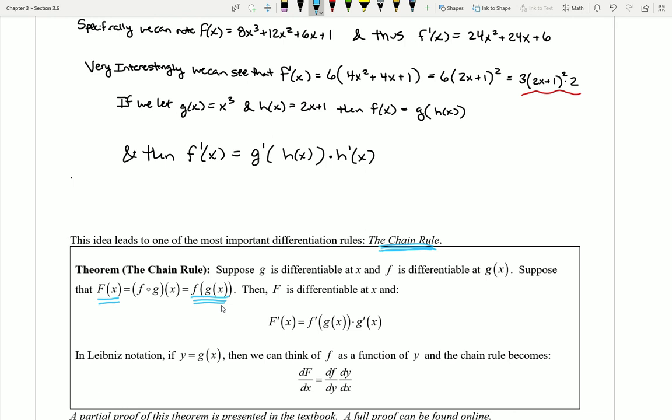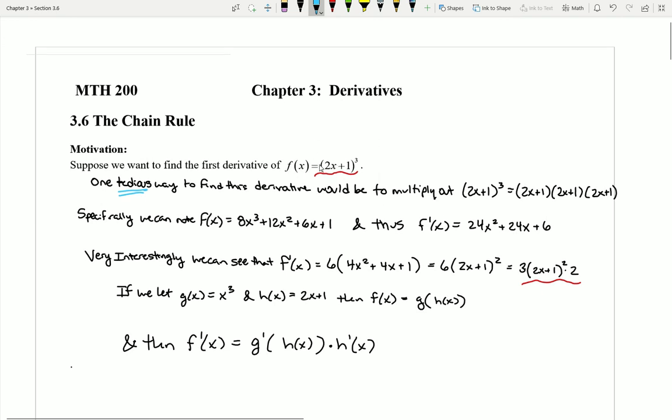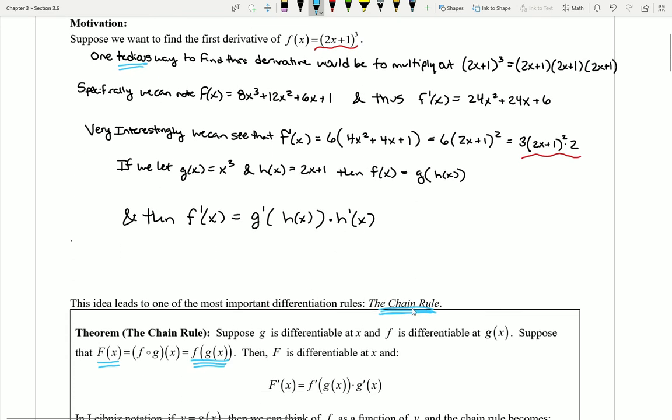And this is why in the skills check, we said that it was so important to be able to look at functions like this one and see the composition, to see that 2x plus 1 was being plugged inside of another function, x to the third. And so we'll go ahead and practice implementing this idea and this very specific rule, the chain rule, in many of the examples to come.